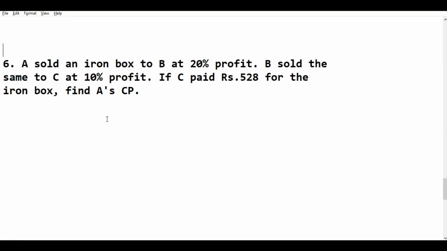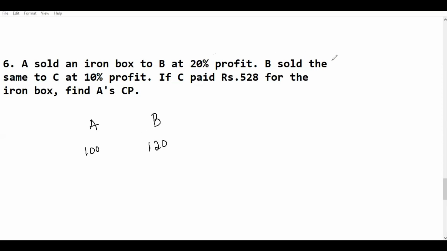I hope you are done with your answer. A sold an iron box to B at 20% profit. So let's say A bought it for 100 rupees. With 20% profit, A's cost price is 100, A's selling price is 120. But you need to understand that A's selling price is nothing but B's cost price.